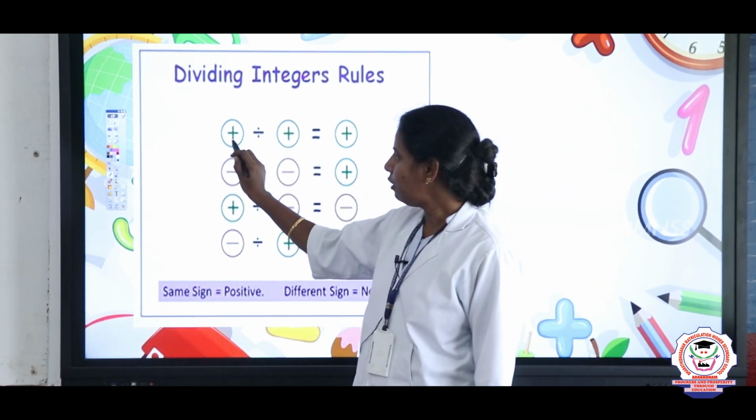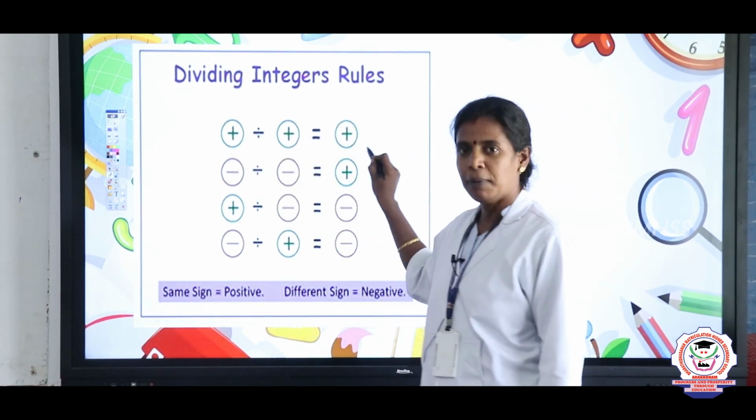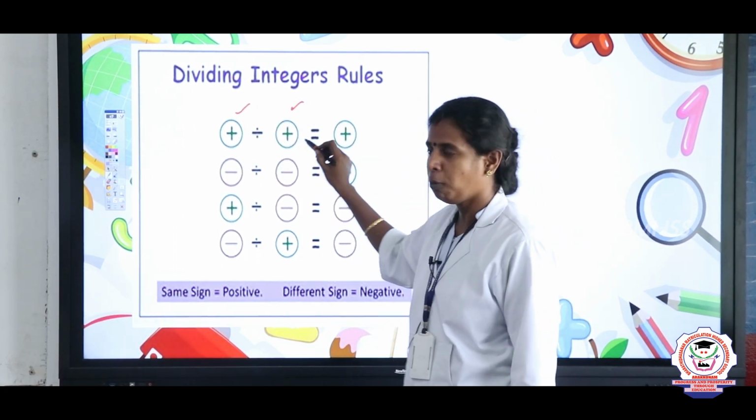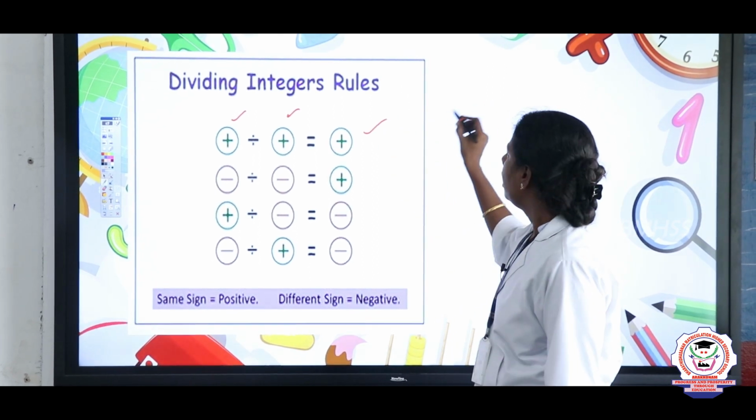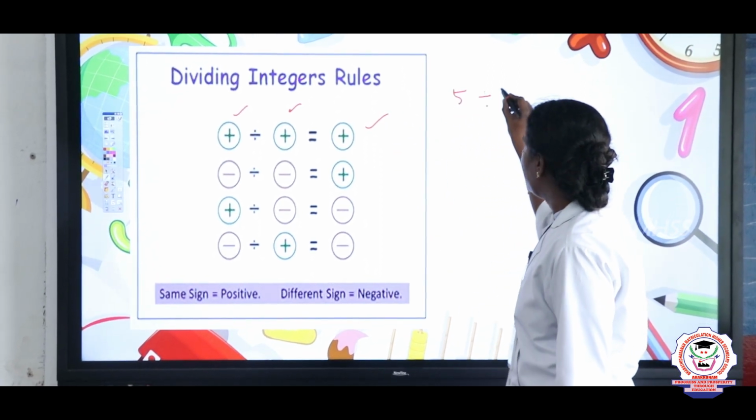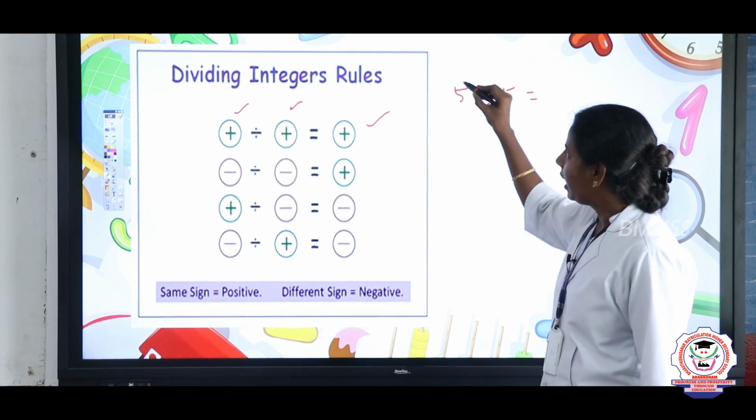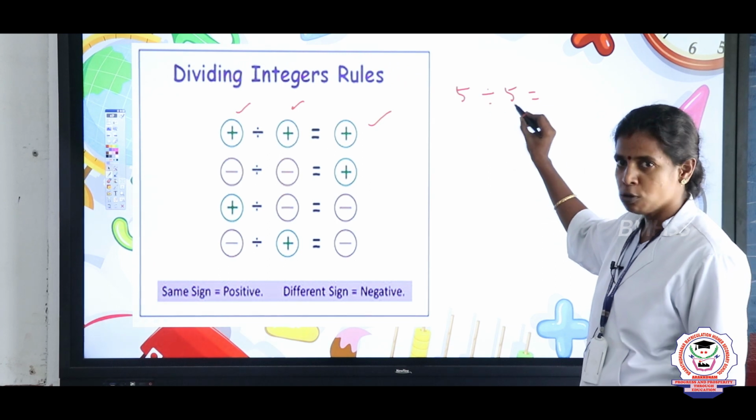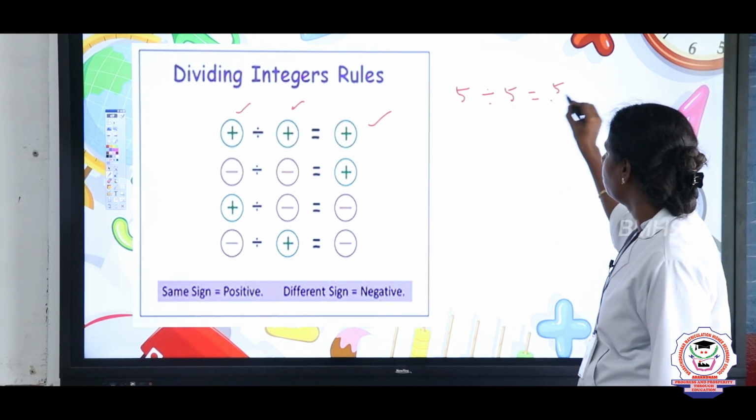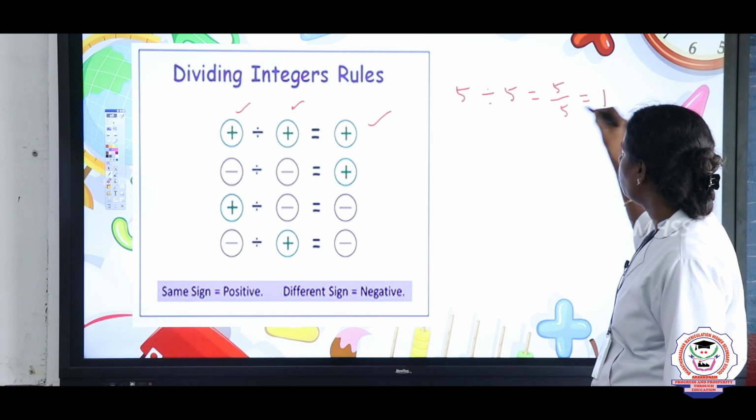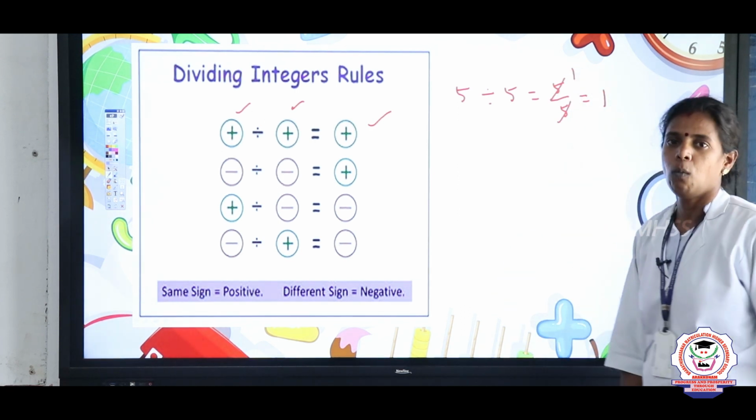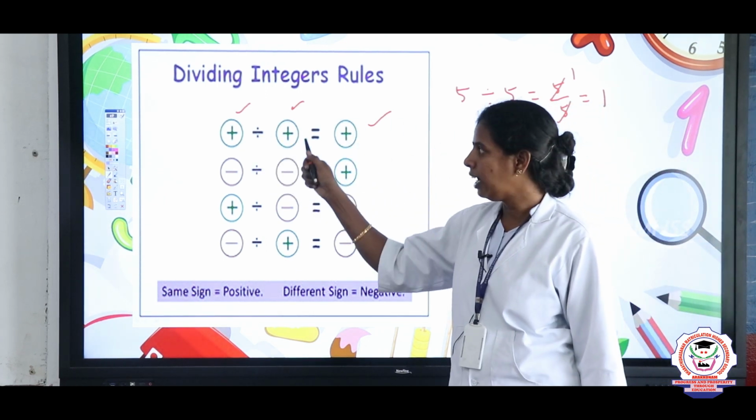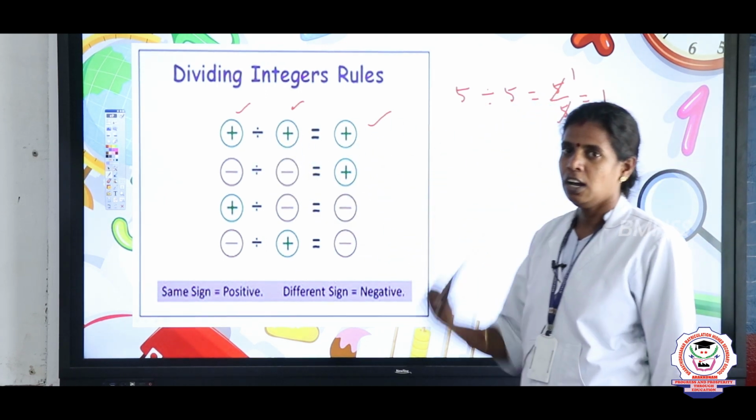See, a positive integer divided by a positive integer will be positive. For example, when dividend and divisor both are positive, the answer will be positive. Like 5 divided by 5. 5 is a positive integer and 5 is a positive integer, so the answer will also be positive. 5 divided by 5, how many times can we cancel this? 1 time. So the answer is 1, which is positive. When both the dividend and divisor are positive, the answer will be positive.